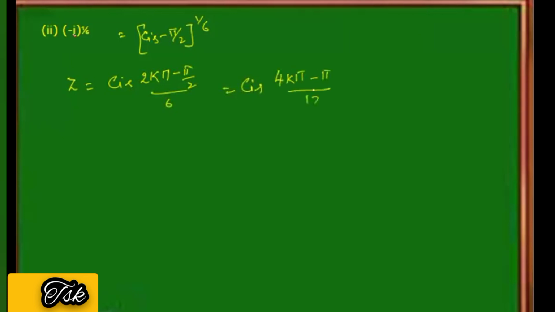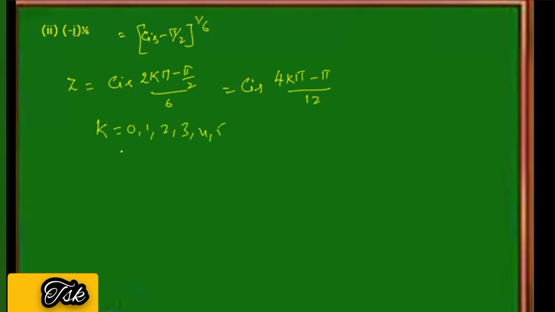Right. Next one, (minus i) whole to the power of 1 by 6. It contains 6 roots. Minus i can be written as (cis minus pi by 2) whole to the power of 1 by 6. Theta is this, r is 1. So z will have 6 roots, for cis theta whole to the power of 1 by n, written as 2k pi plus theta, with theta minus pi by 2, divided by 6. So totally this can be written as cis (4k pi minus pi) by 12, taking LCM. So k is equal to 0, 1, 2, 3, 4, 5.